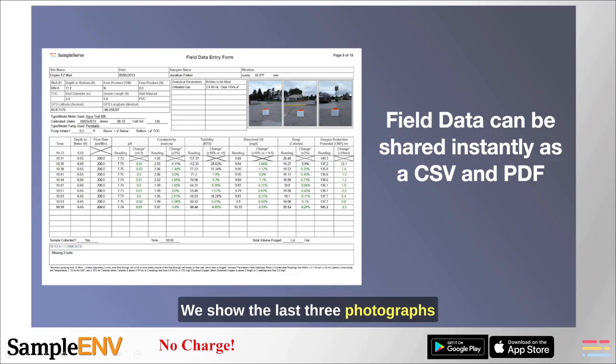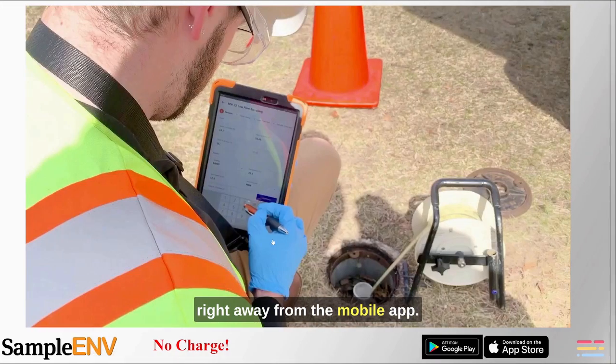We show the last 3 photographs, typically with that particular form. We have all the US EPA low flow calculations all calculated for you. When you've reached stability, it'll turn green. All your sample equipment information is here, well construction stuff, all that. If needed, what you sampled for, any notes you might have, how many gallons you purged. If you're in Florida, it'll actually show liters because they require everything to be reported in liters. So you can share that data right away from the mobile app.